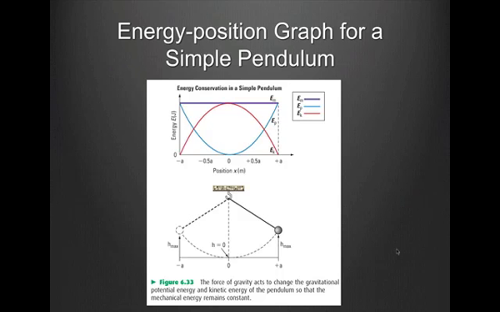Now, the energy is going to be similar in a conservative system where your potential is converted to kinetic and then back to potential, back and forth, and the total mechanical energy of the system remains constant. So this is very similar to the oscillating mass when there are no non-conservative forces acting.